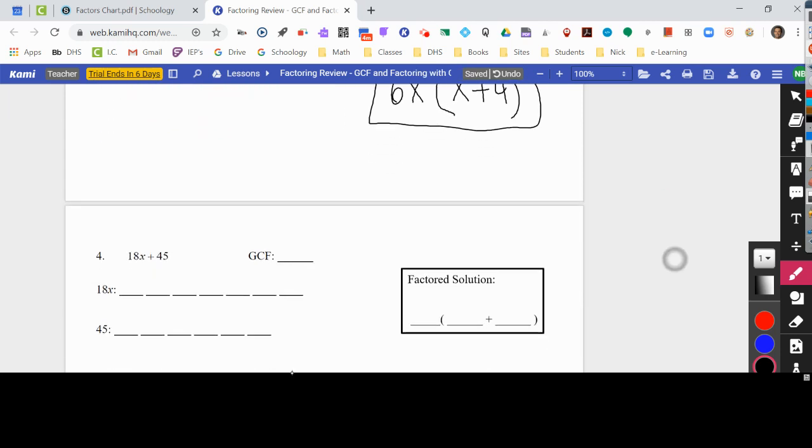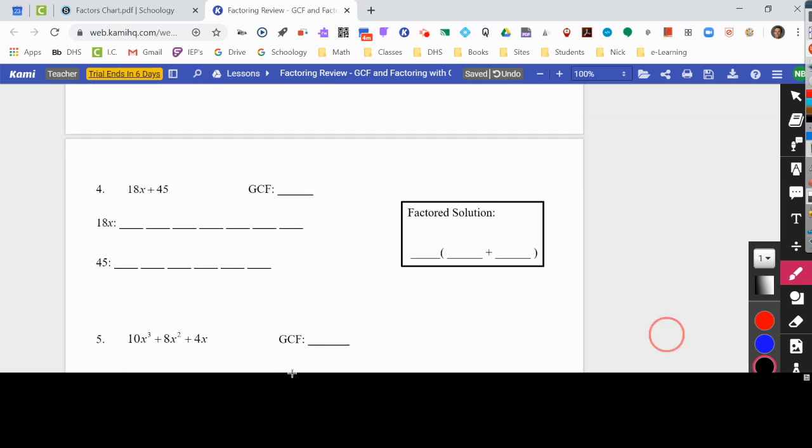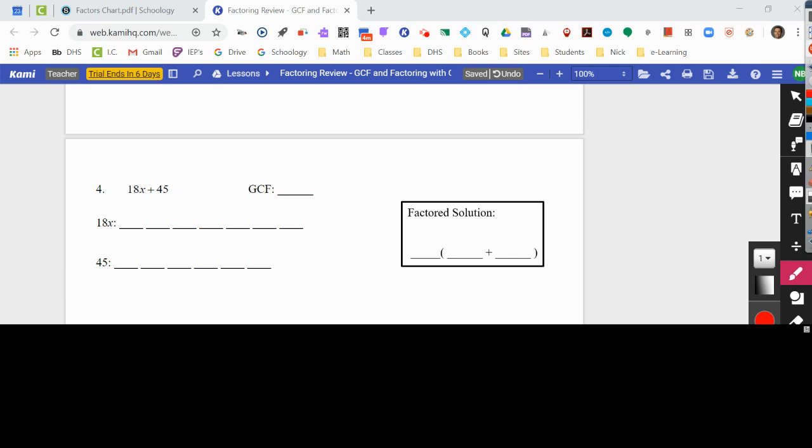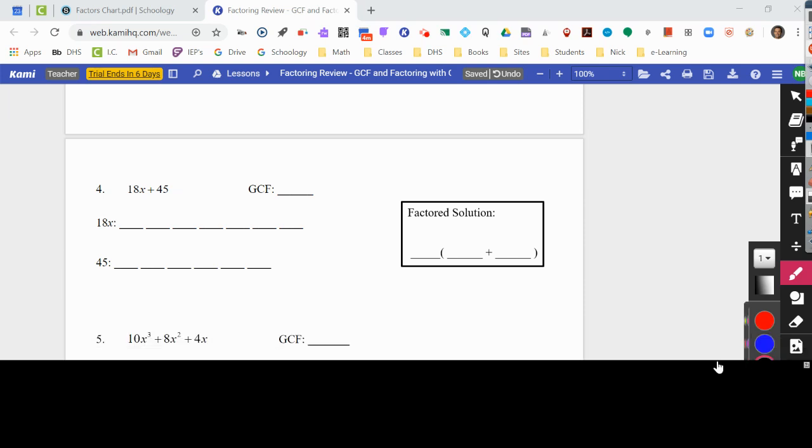We got a couple more here, and then you guys will practice with that on quizzes. All right, here we go. Number 4 says 18x plus 45, and I have to factor that. So again, list out the factors. Factors of 18x are going to be, oh, I forgot to put that x out first. So I got that x out there, so it's going to be 1 and 18 now, 2 times 9, and 3 times 6.